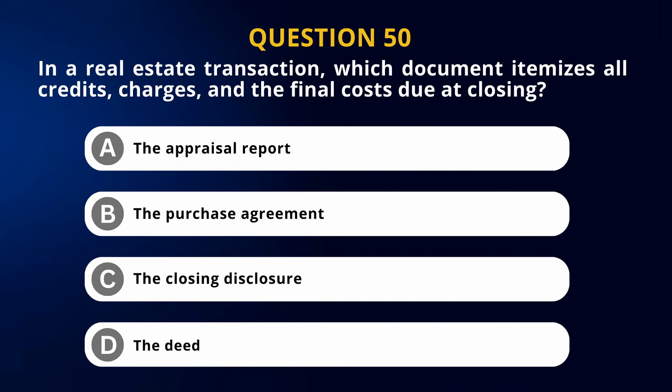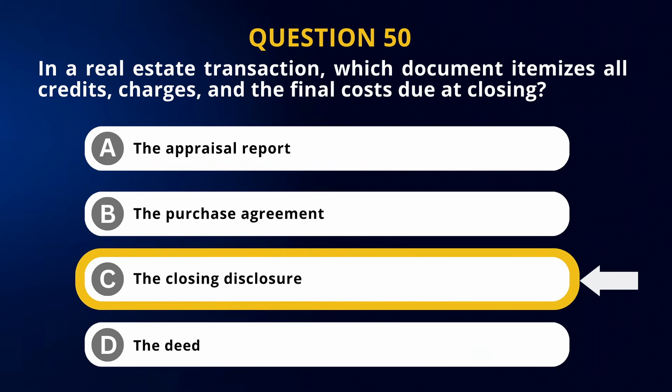Question number 50. In a real estate transaction, which document itemizes all credits, charges, and the final costs due at closing? Letter A, the appraisal report. Letter B, the purchase agreement. Letter C, the closing disclosure. Letter D, the deed. And the answer is letter C, the closing disclosure.